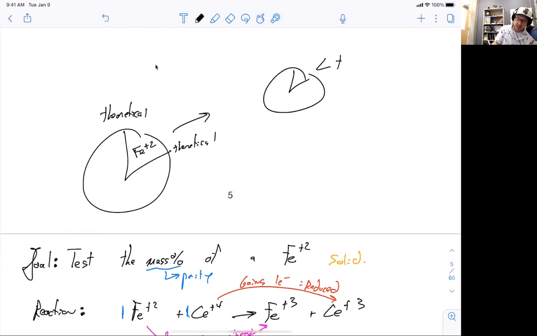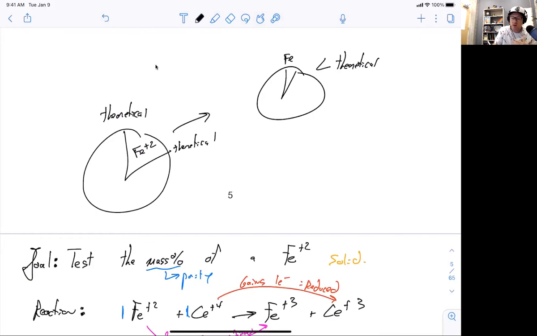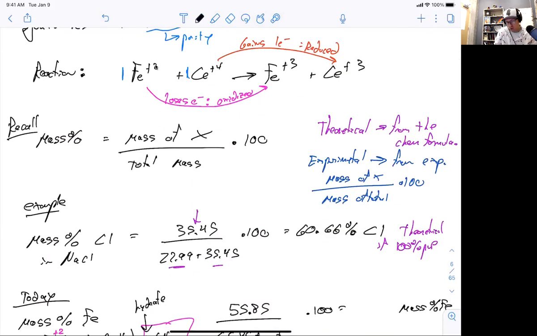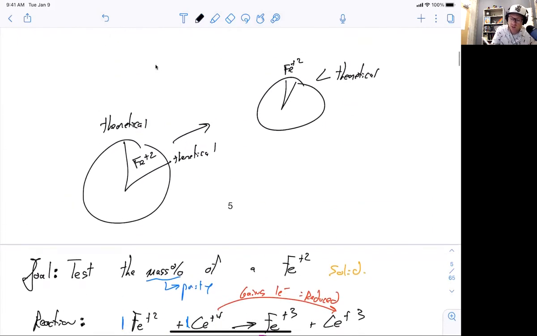If it's less than theoretical, okay, so the iron is a small percent of the solid. You're going to go weigh out a specific amount of the total compound. And then you're going to test it, and you're going to find the mass of the iron 2 from the titration. And you divide by the total mass, and you multiply by 100. If it's less than the theoretical, this means that it's impure.